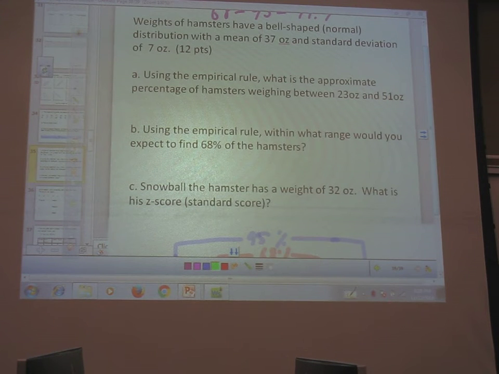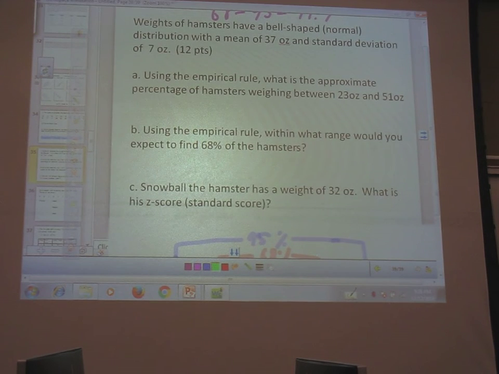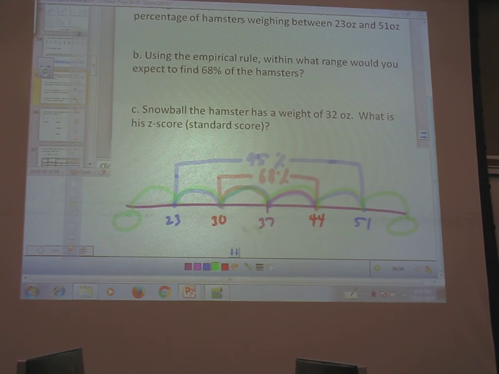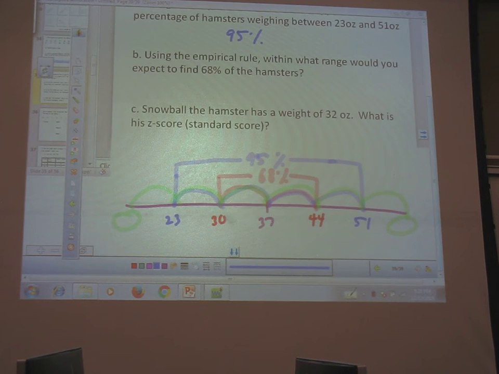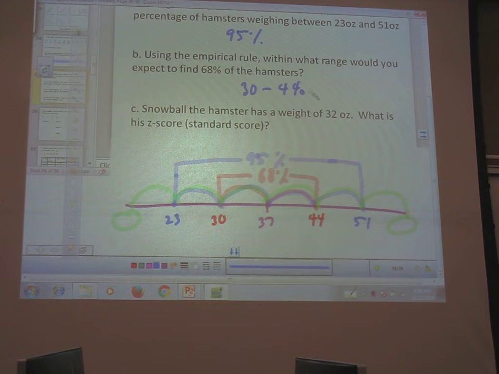All right, so what's the approximate percentage between 23 and 51? Look at the little drawing. 23 and 51, that's 2 standard deviations, so that's 95%. What about 68%? They should be within 1 standard deviation, so that would be 30 to 44 ounces. Good so far? Yes. And the last one is, find snowball's z-score.